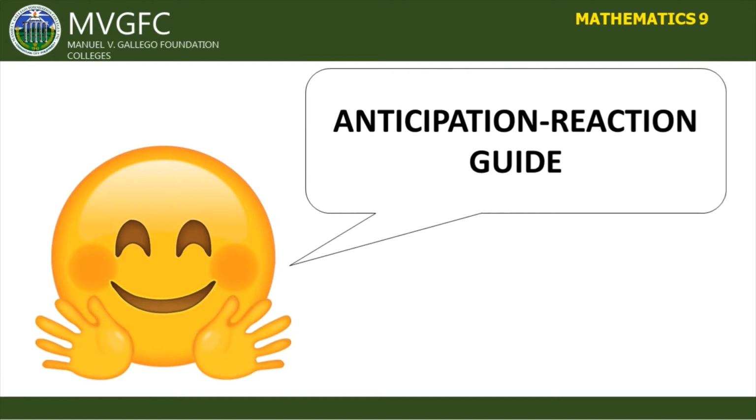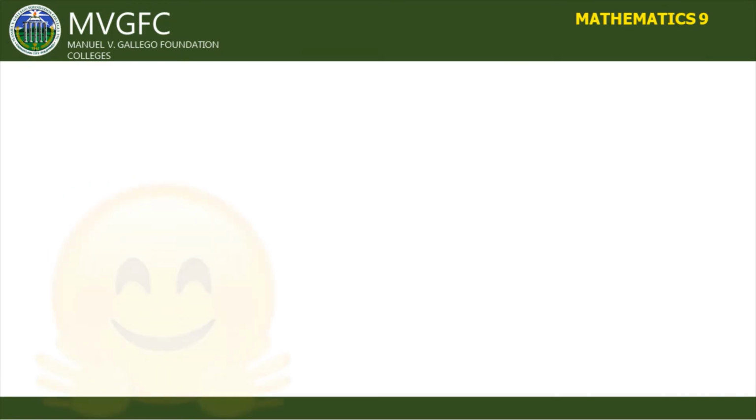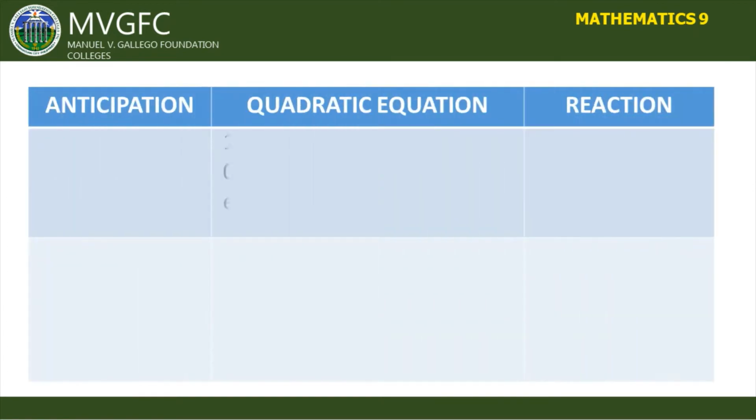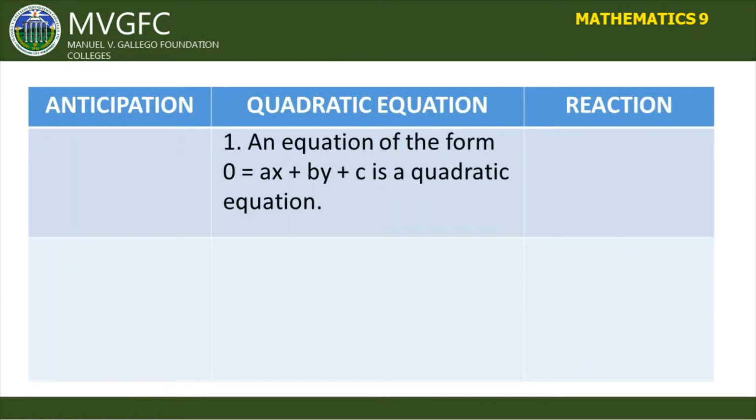Let us begin by answering the anticipation reaction guide. You will be shown statements related to quadratic equations. Your task is to fill in the anticipation column by writing the letter A if you agree with this statement and letter D if you disagree with this statement. Number 1. An equation of the form 0 is equal to ax plus by plus c is a quadratic equation. Agree or disagree?